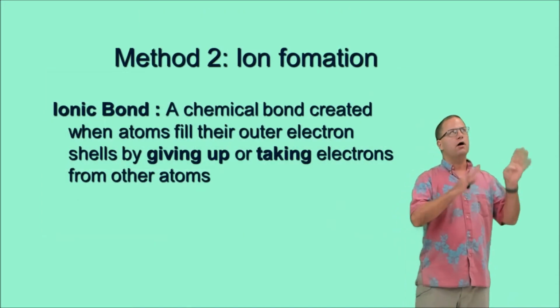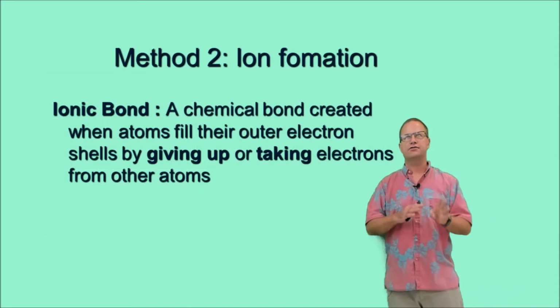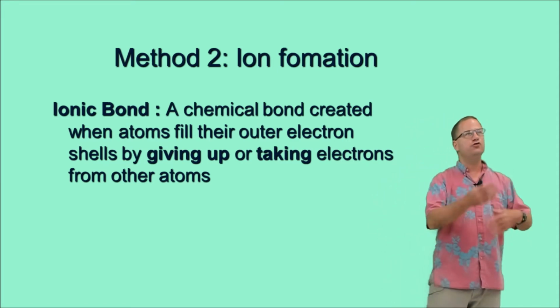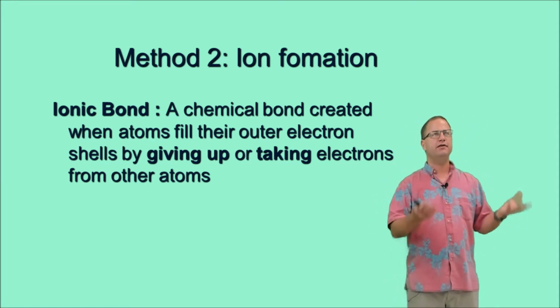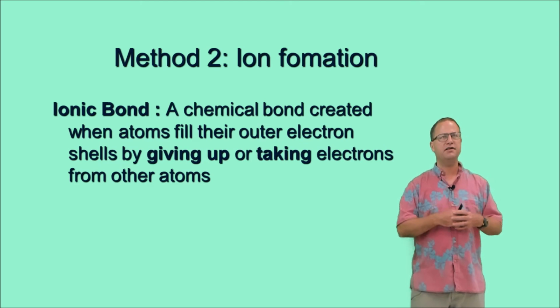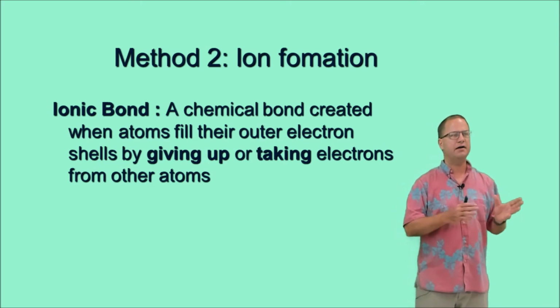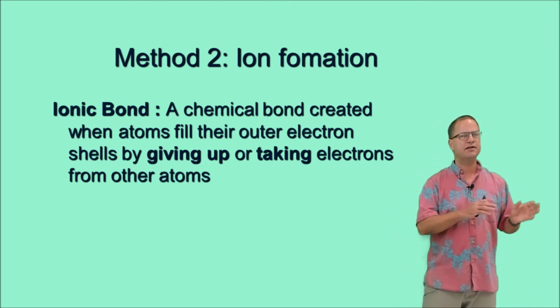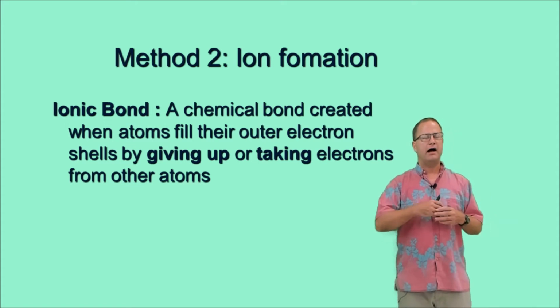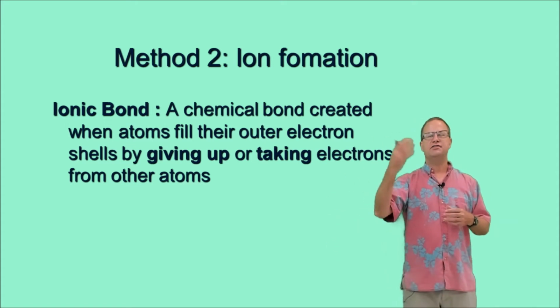Okay, so aside from sharing electrons, there's also another way to become more stable, and that's to give up or receive electrons, and we call this ionic bonding. Ionic bonding is a chemical bond created when atoms fill their outer electron shells by either giving up an electron or receiving an electron.